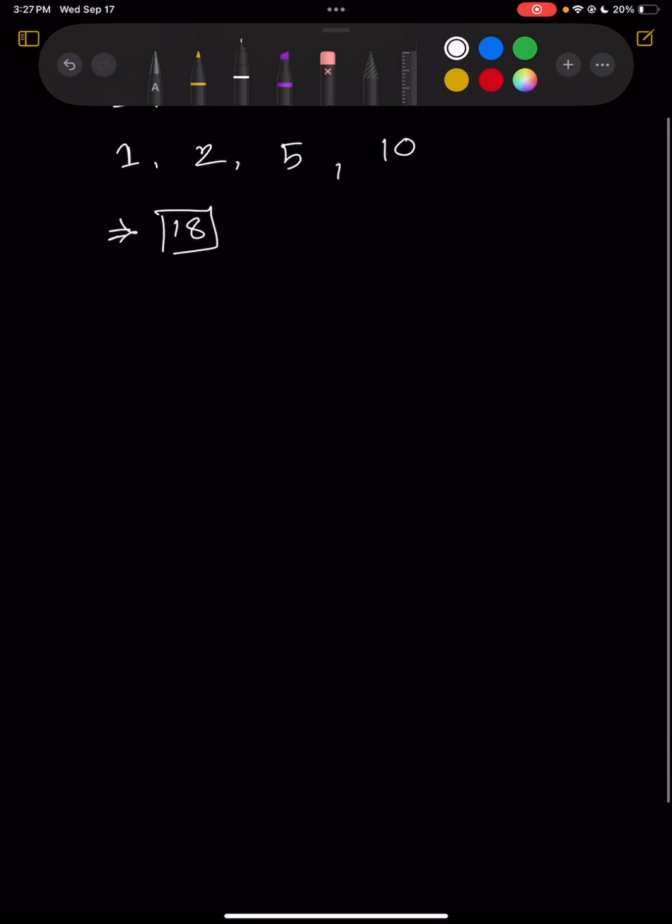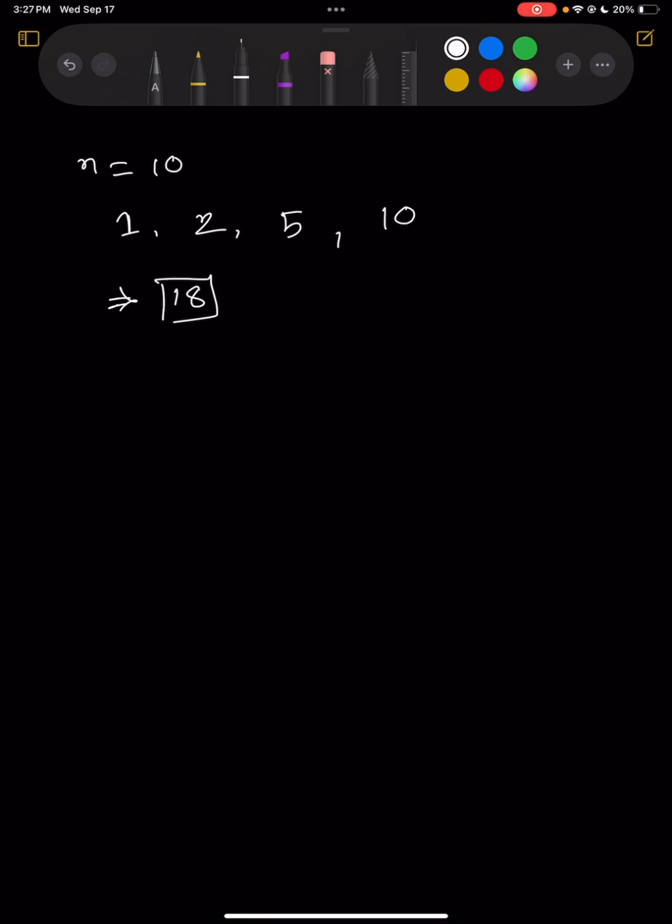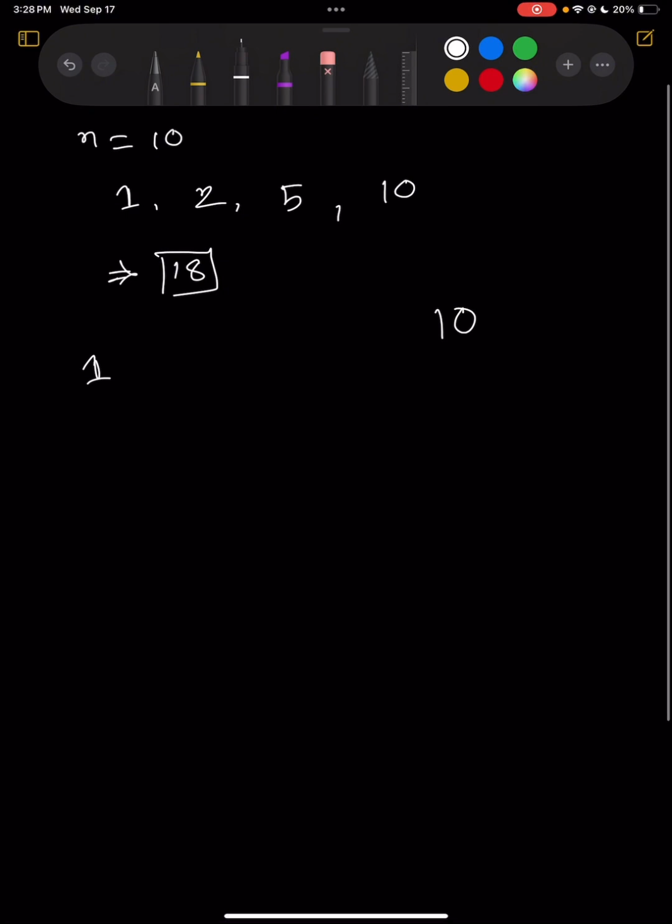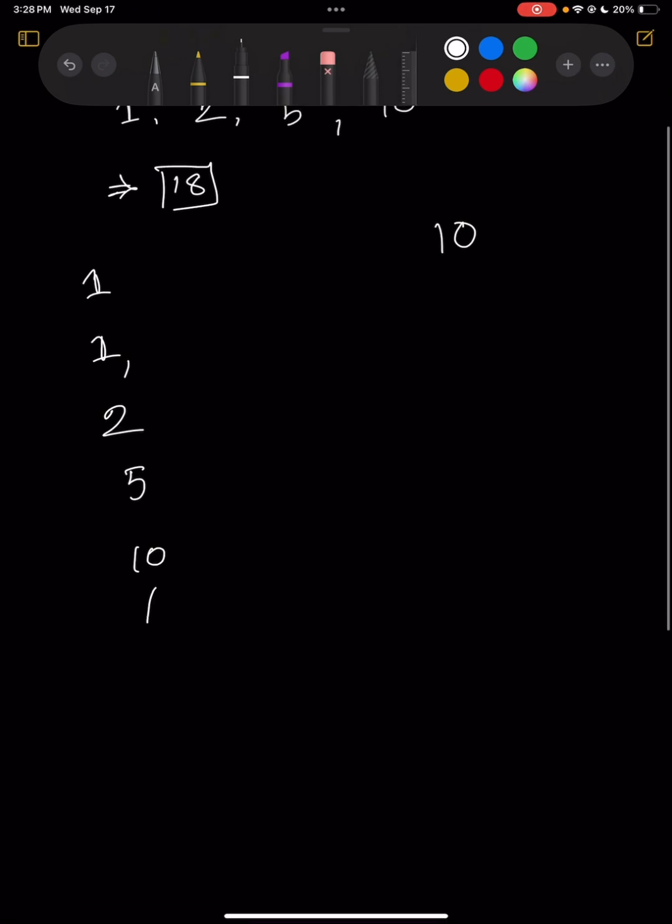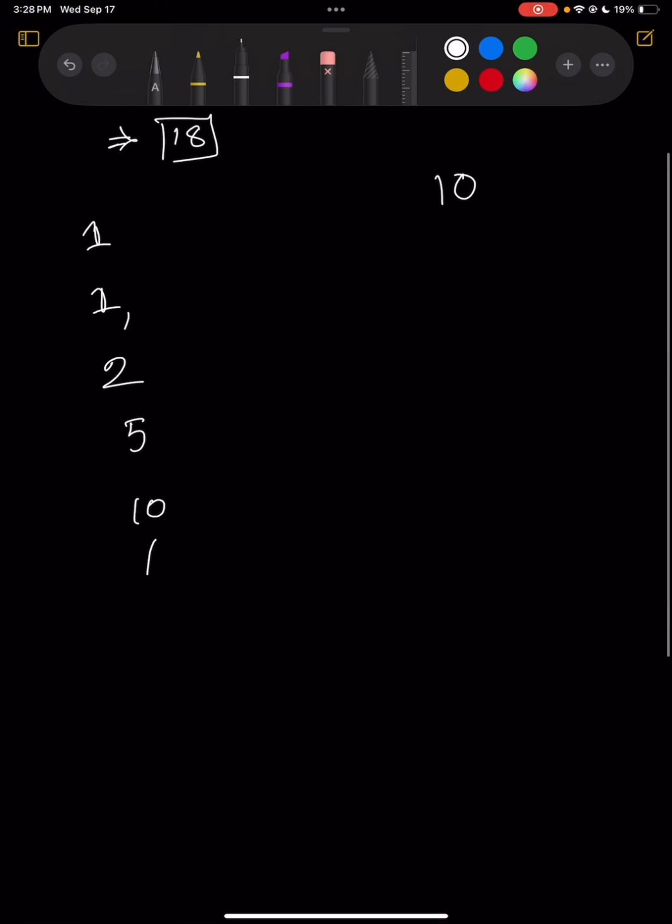Now let's see how we can calculate it. We can traverse from 1 to 10, and whenever a number in this range divides 10, we just add it to the sum. 1 is a divisor, 2 is a divisor, 5 is a divisor, and 10 is a divisor. Except these numbers, there is no other divisor of 10 in this range.